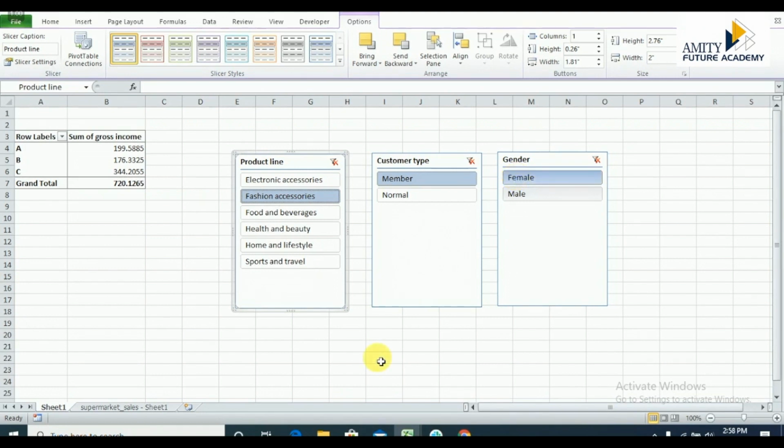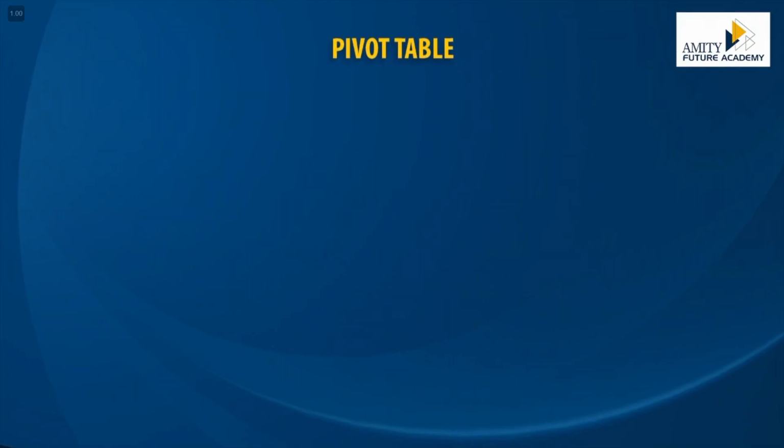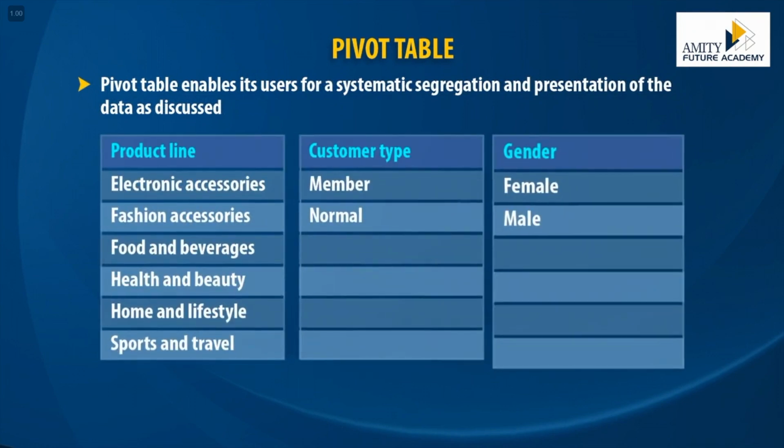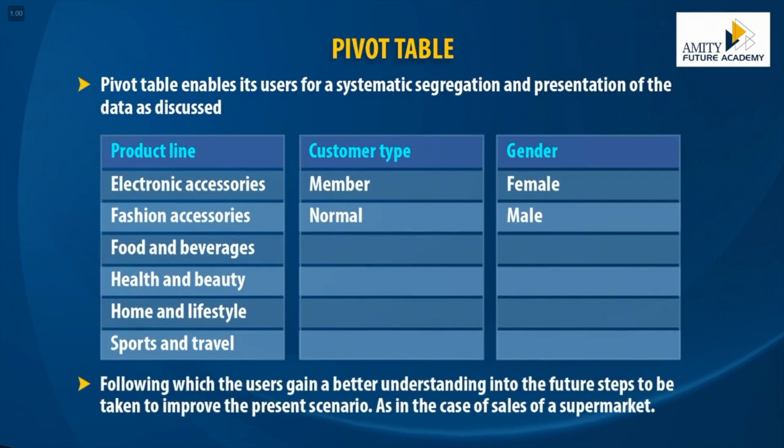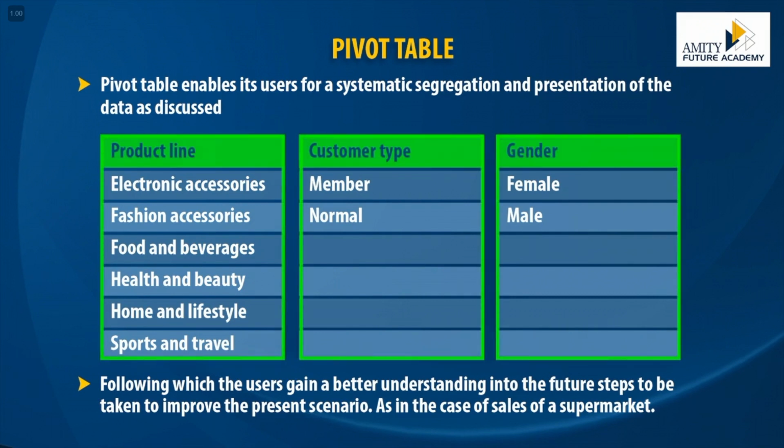So this combination of pivot table with the slicers for product line, customer type, gender can give you an account of the target areas for your customers. You can then try to increase the income of your branch accordingly. So this was an example of displaying the sale of a supermarket with the help of pivot table with respect to the product lines, customer type, genders, etc.